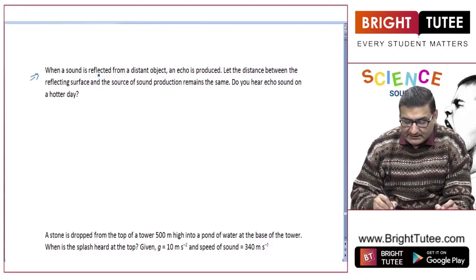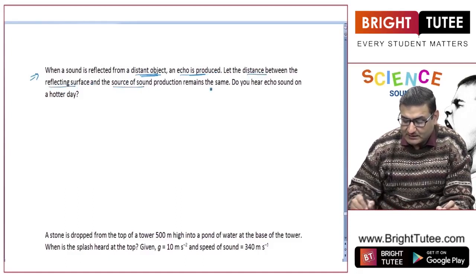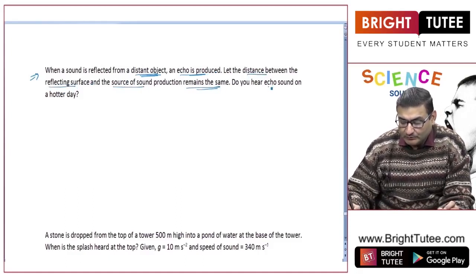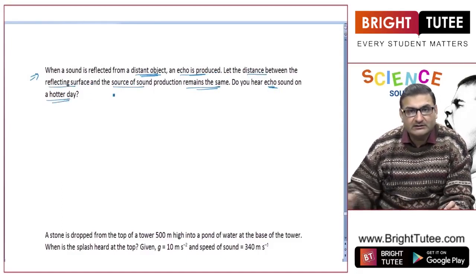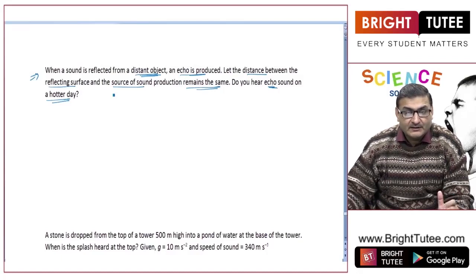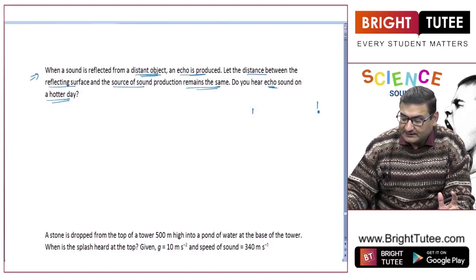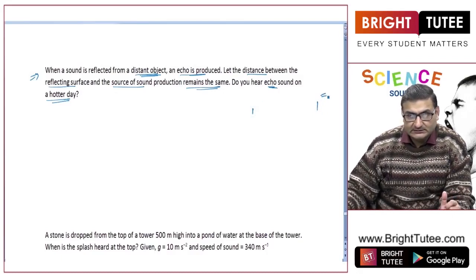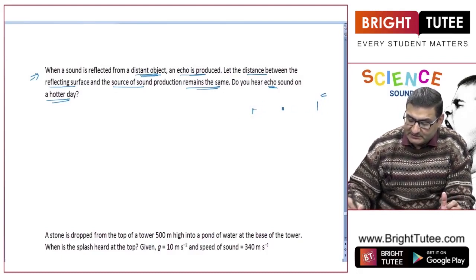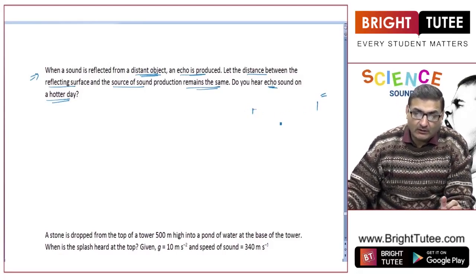When a sound is reflected from a distant object, a far object, an echo is produced. Let the distance between the reflecting surface and the source of sound remain the same. Do you hear the echo sound on a hotter day? Now, what type of question is this? Try to relate. He is saying that the sound is reflected from this distant object. Keeping the distance between these two the same, will you hear the echo of the sound on a hotter day?